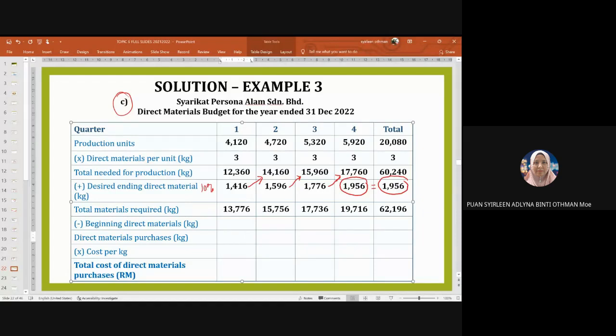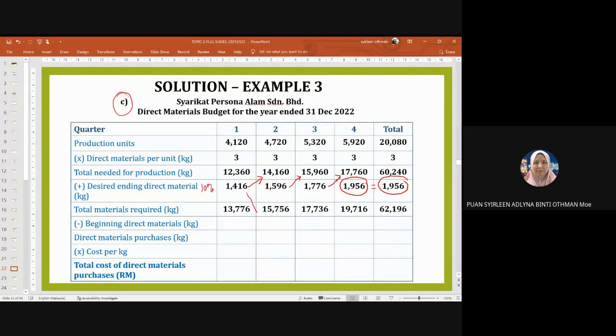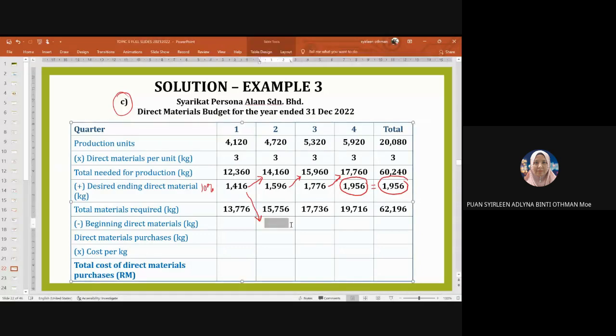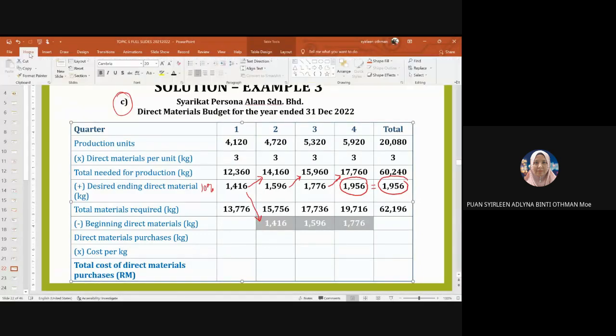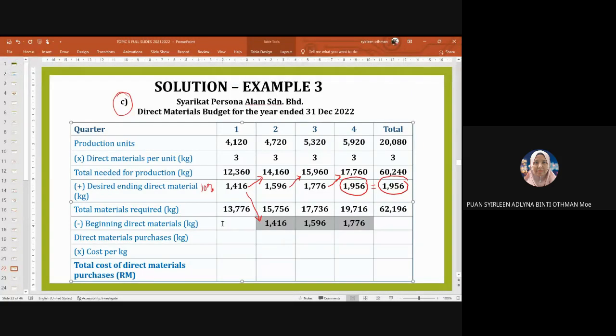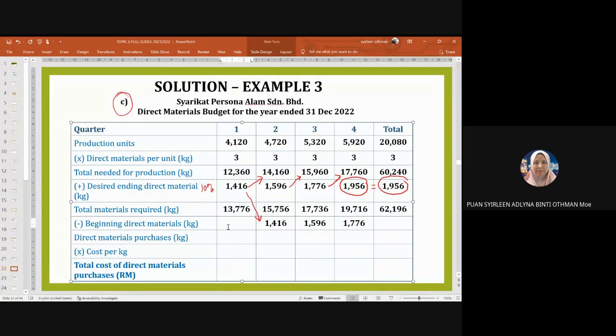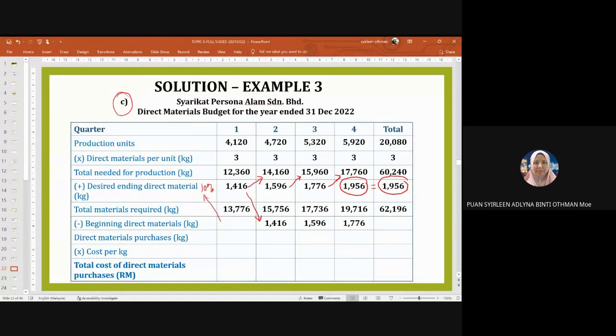The ending inventory of quarter 1 automatically becomes the beginning inventory of quarter 2. And then how do I get the first beginning inventory? It comes from the fourth quarter of 2021. In 2021 the policy is the same, 10%. Sorry, you can't see the writing.